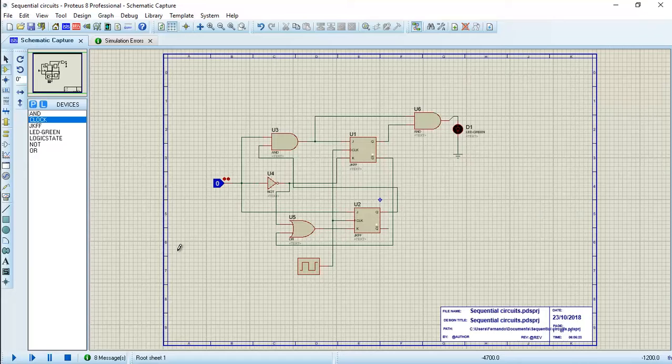So we made a circuit in a software which is called Proteus. So this is the exact same circuit, and we will see its behavior.